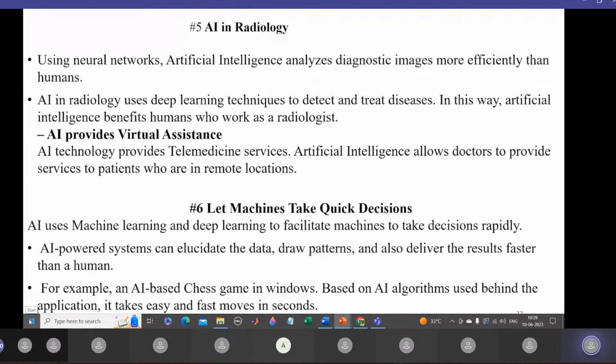So they are going to use machine learning and deep learning so that they can take decisions rapidly, in the sense, in a faster manner. People lag in taking decisions, and they cannot attain their goal. So you have to decide first and then start acting on it. Here the AI is able to take decisions rapidly. AI-powered systems can elucidate the data, draw the patterns, and also deliver the results faster than a human.